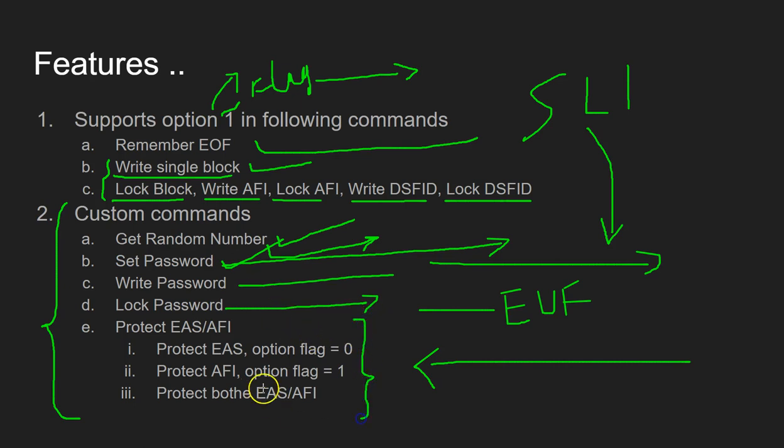And also, protecting EAS and AFI is an optional thing. Now, if you want to use a SLIX tag something like a SLI tag, then you don't have to worry about these custom commands at all. So you can protect just the EAS alone with the password, or just the AFI alone, or you can protect both EAS and AFI. So this is completely optional. You're going to see these things in the next few minutes.